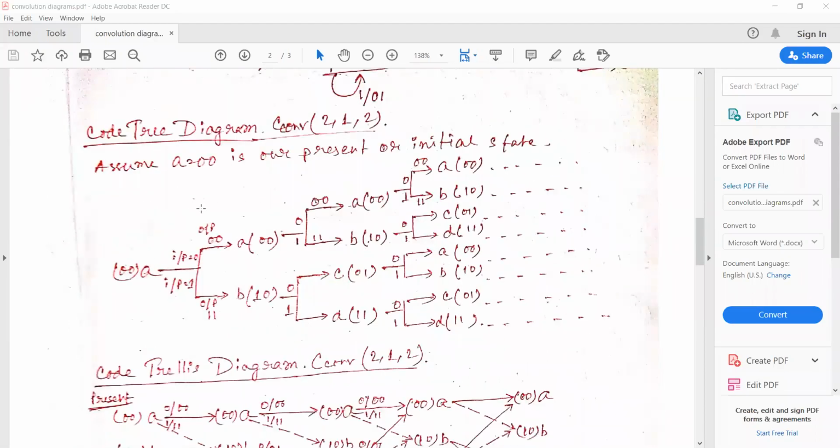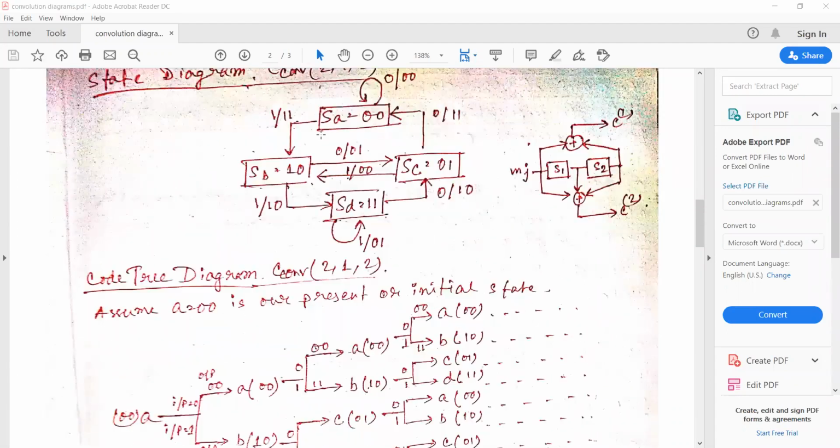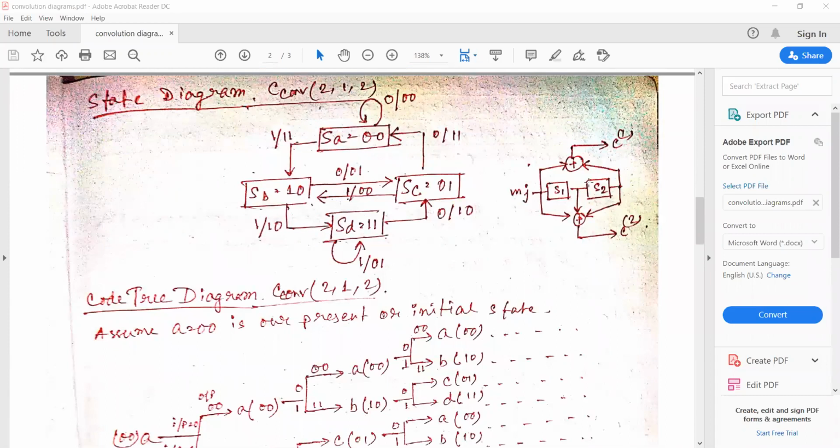So in this video, we will study the code tree diagram, how to draw the code tree diagram of the convolutional code, and in this case also, we will consider the same encoder. S1, S2, MJ. This is C1, C2. You have already seen this for the state diagram representation.